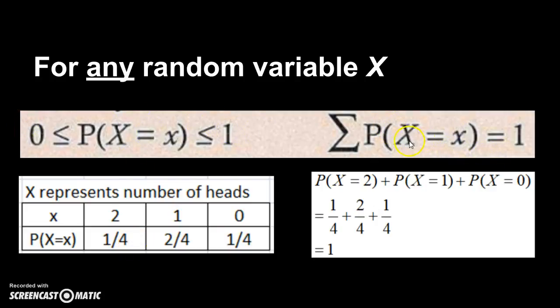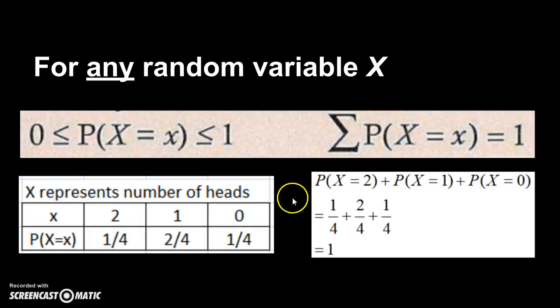The second property here says sigma notation. Sigma means we're adding up a bunch of stuff to get the sum, right? So the sum of all the probabilities should be equal to 1, and this is always true because 1 represents 100%. Right? So when you add up all the respective probabilities, you should get 1.